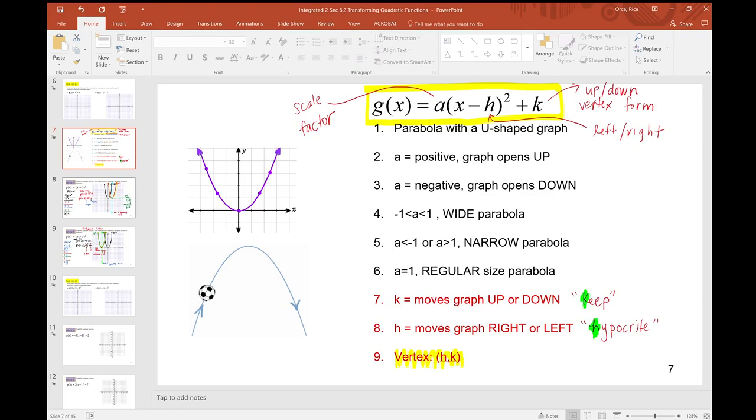Our K value will move the graph either up or down. And one way I like to think of K is when I graph, I like to keep my K value. H will move the graph either left or right. And because H is inside the parentheses, I like to think of H as a hypocrite. So in other words, you do the opposite of what you see because these parentheses lie. The coordinates of our vertex after the transformation is h and k.